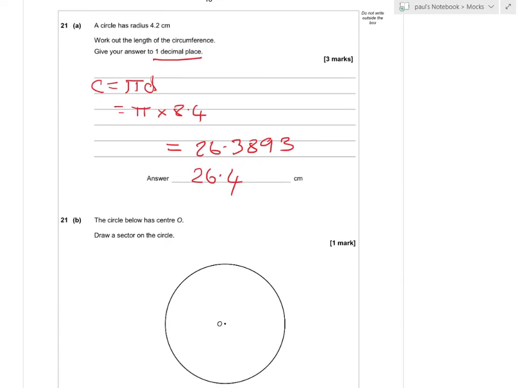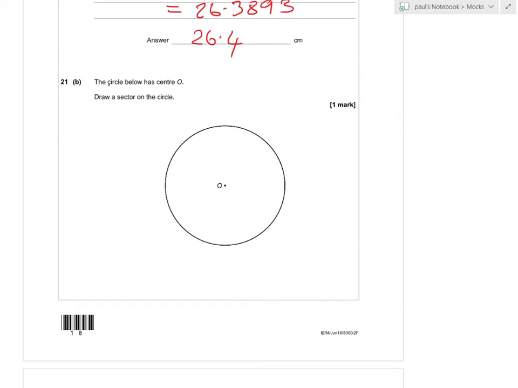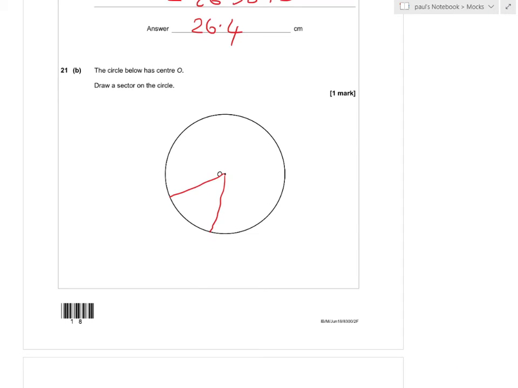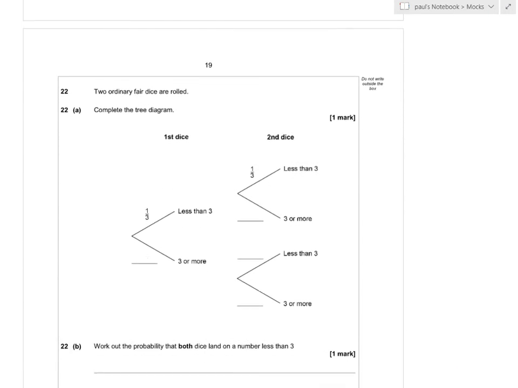The circle below has a centre O. Draw a sector on the circle. The sector is like this. That's a sector. Anywhere, any size will do.